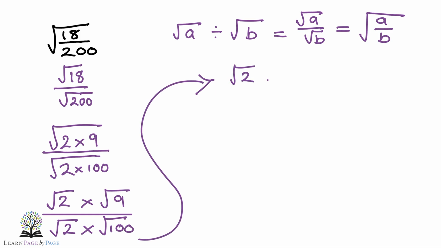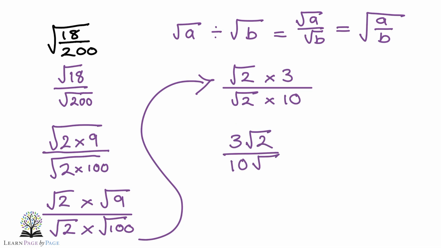And then the square root of 9 is 3 all over root 2 again. And the square root of 100 is 10. So we're left with 3 root 2 all over 10 root 2. And as we have root 2 on the bottom and on the top, we can cancel those two. And we're left with our final answer, which is 3/10. And that should be about everything.